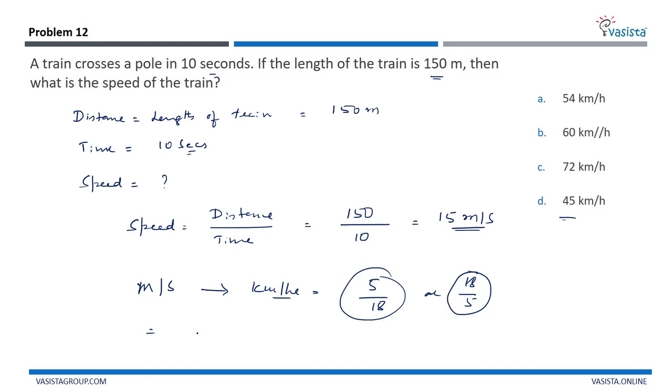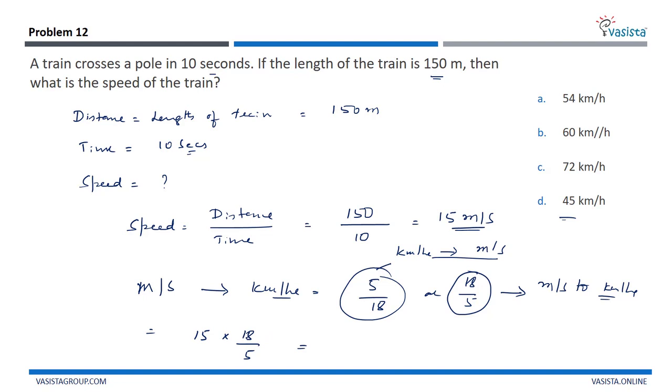Now what happens here? 15 meter per second into 18 by 5. Now this is for kilometer per hour to meter per second. This is meter per second to kilometer per hour. Now we need to convert meter per second to kilometer per hour.